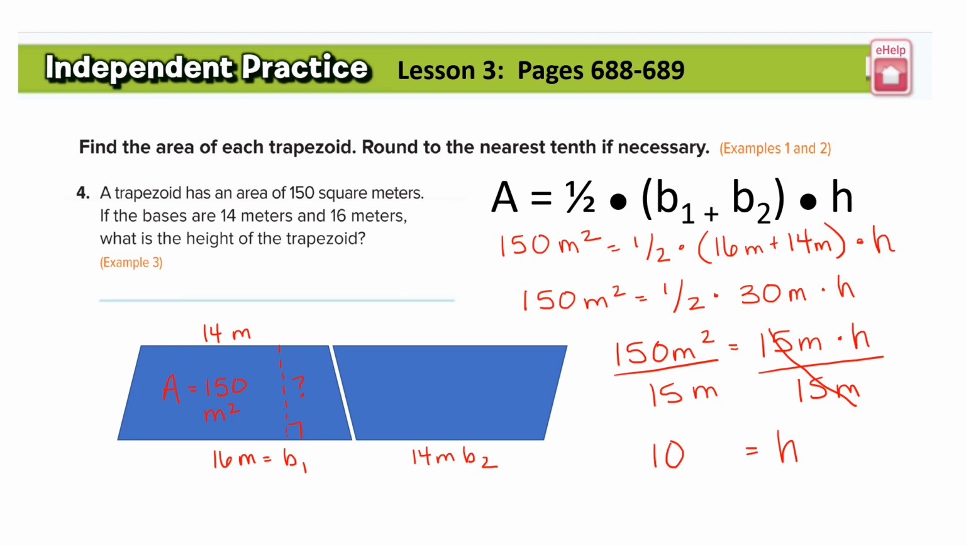10. And remember, this is meters squared, which is meters times meters over meters. So I can cross that off, so I just have meters left, which makes sense because height is a linear measurement. So the height of this trapezoid is 10 meters.